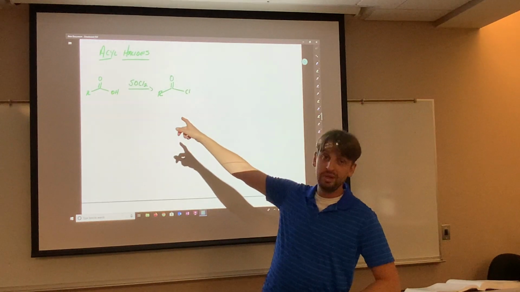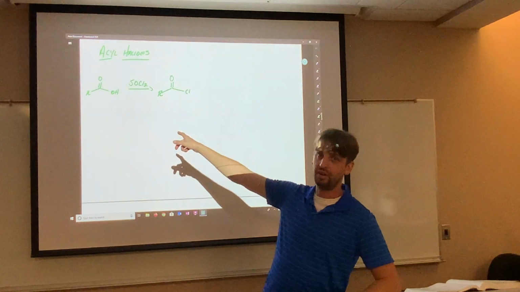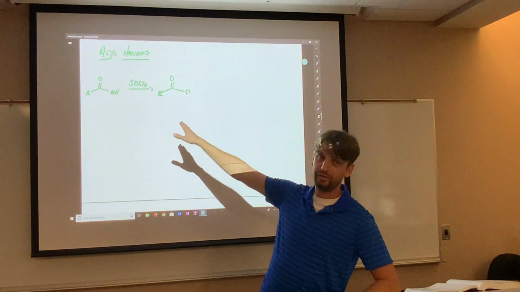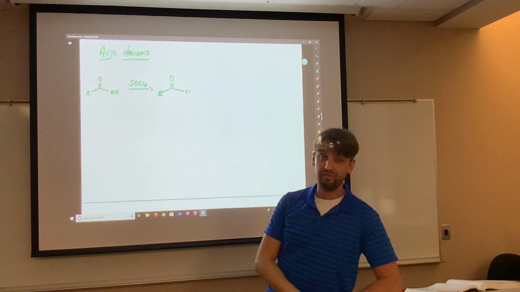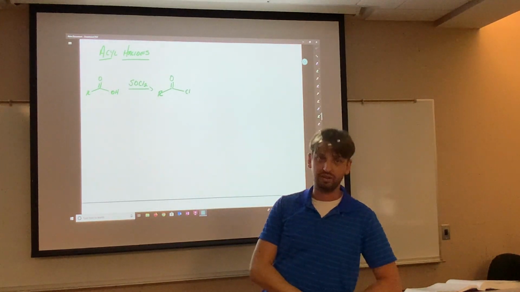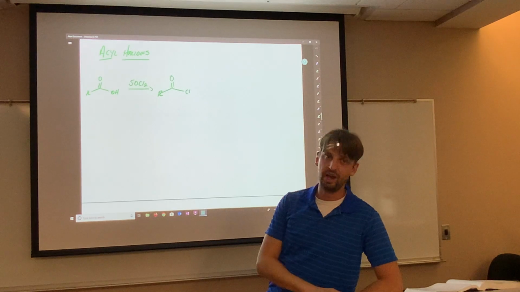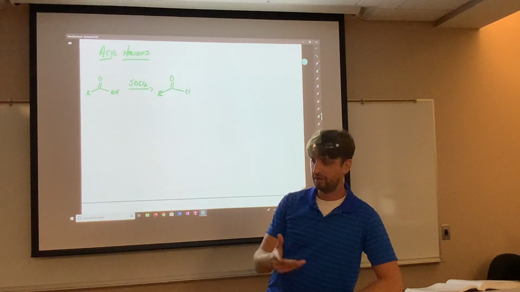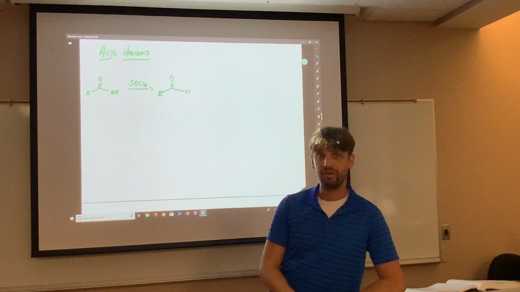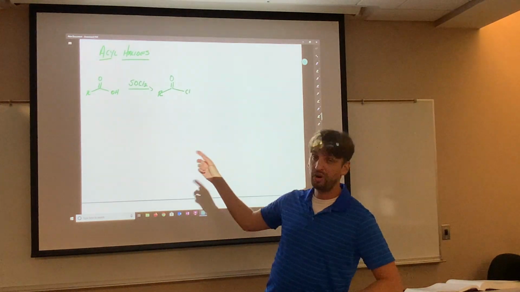This is an extremely important step to recognize, okay? Because this is our way of generating an acyl halide. From an acyl halide, we can make any of our other functional groups very, very easily, right? They're all downhill reactions, essentially. They're all thermodynamically going to be favored, okay? So, very important, pretty easy.